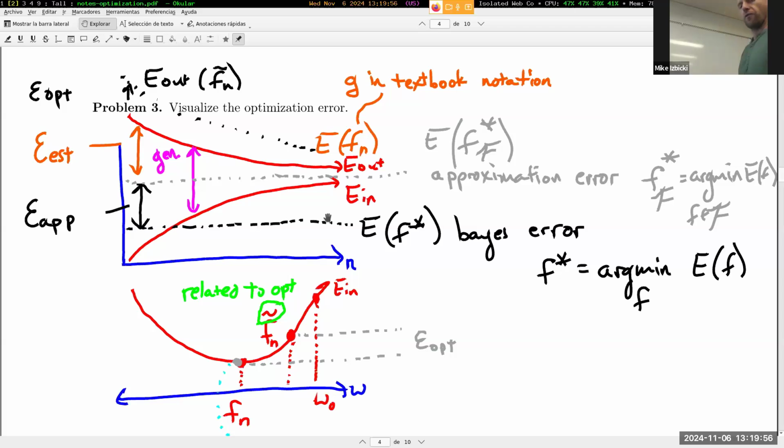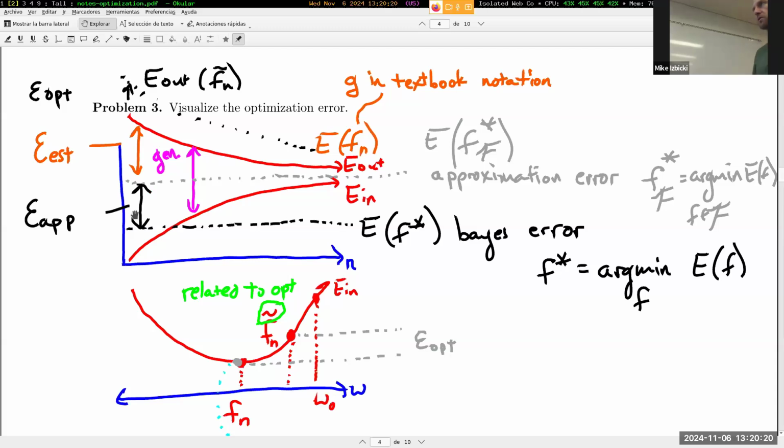The version of approximation error that Leon Bottou uses is the difference between this dashed line right here, the approximation error as we defined in the homework, and the Bayes error. His approximation error, the scripty E with subscript APP for approximation, is the difference between the gray line and the black line right here.